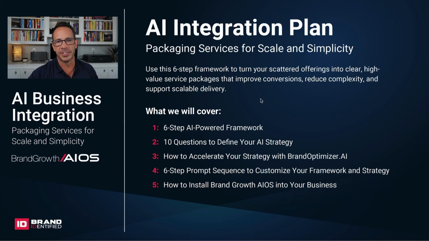So this is what we're going to cover today. First off, we're going to go over this 6-step AI-powered framework. We're then going to answer the 10 questions that you must answer to define your AI strategy. I'm then going to show you how to accelerate that strategy using the custom GPT BrandOptimizer.ai. I will then walk you through a 6-step AI prompt sequence to customize your framework and your strategy for your business using that custom GPT. And then finally, I'm going to show you how to install the Brand Growth AI OS system into your business. So let's jump in and get started.